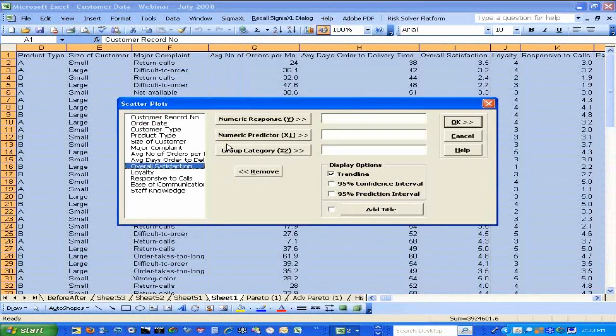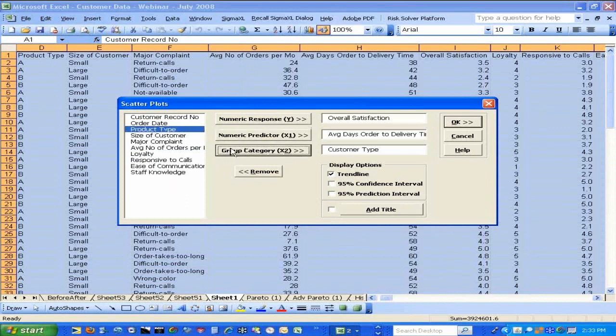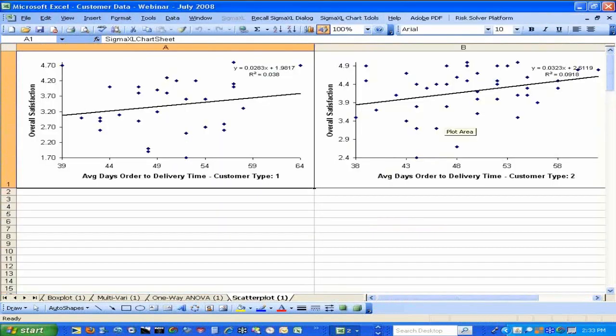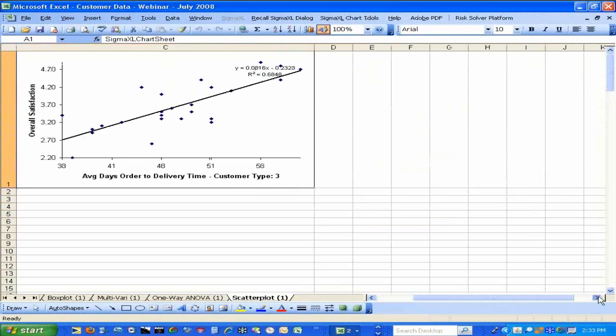And so we're going to look at overall satisfaction. Now, with a scatter plot, you need a continuous predictor, not a discrete predictor. So I'm just going to put in average days order to delivery time, but I can also stratify, and I'm going to stratify by customer type. And then I'll click OK. And this produces 3 different scatter plots, 1 for each customer type. Now, I'm going to zoom over here to customer type 3 because this one is interesting.